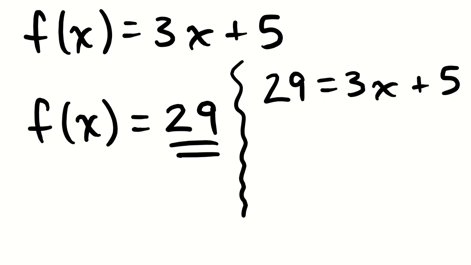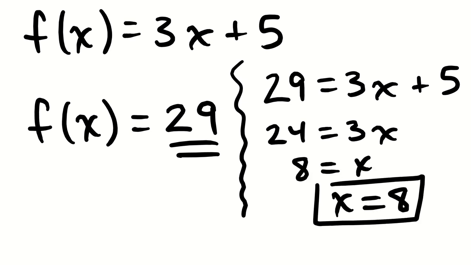Solving this is a pretty straightforward linear equation, right? I'm going to take away 5 from both sides. When I take away 5 from both the left and the right hand side, I have 24 equals 3x. And now if I divide both sides by 3, I'm going to get that 8 is x, or x is 8.